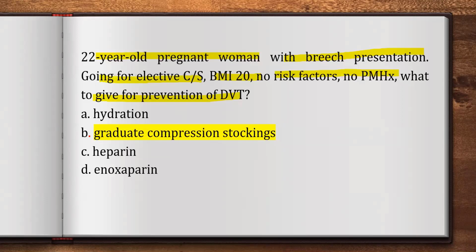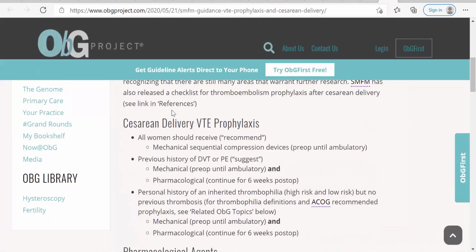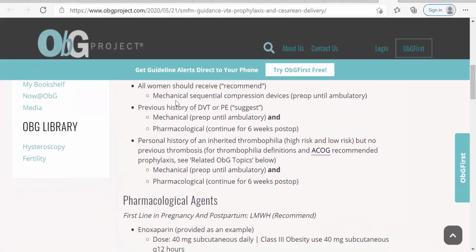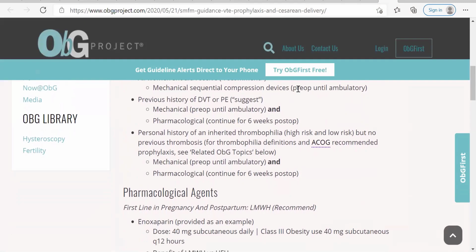No, every pregnant woman. See, there's the guideline. Just now we have just to read it. All women with a cesarean delivery, VTE prophylaxis, all women should have this mechanical compression device pre-operatively until they become ambulatory. Okay, so obviously we'll go for early mobilization, but until they become ambulatory, we'll start her with this GCS.